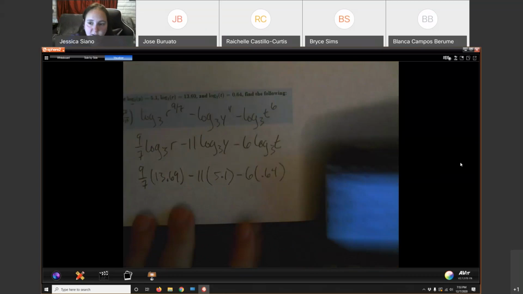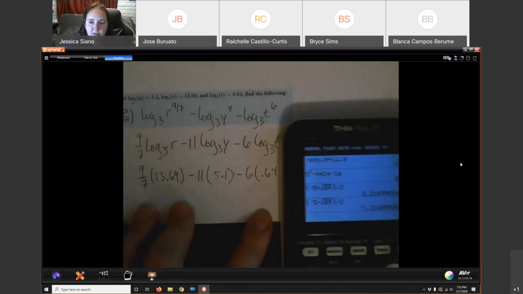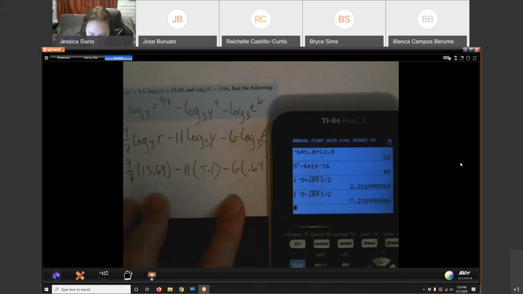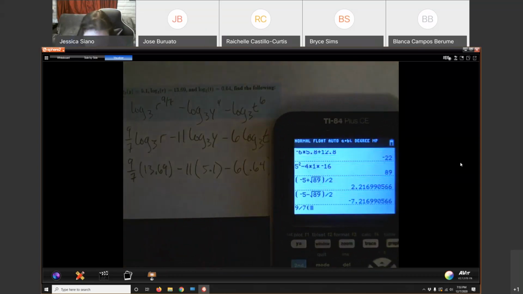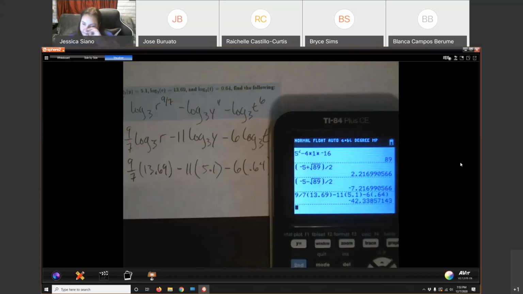So let's plug it in. There we go. 9/7, 13.69. Oops. 11, 5.1, 6.64. I cut off how many decimal points, so let's just do 3. Negative 42.339.